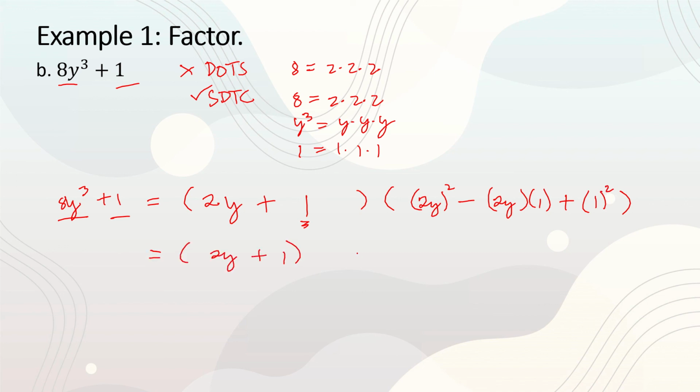2y plus 1. The square of 2y is 4y squared. The product of 2y and 1 is 2y. The square of 1 is 1. So there you go.